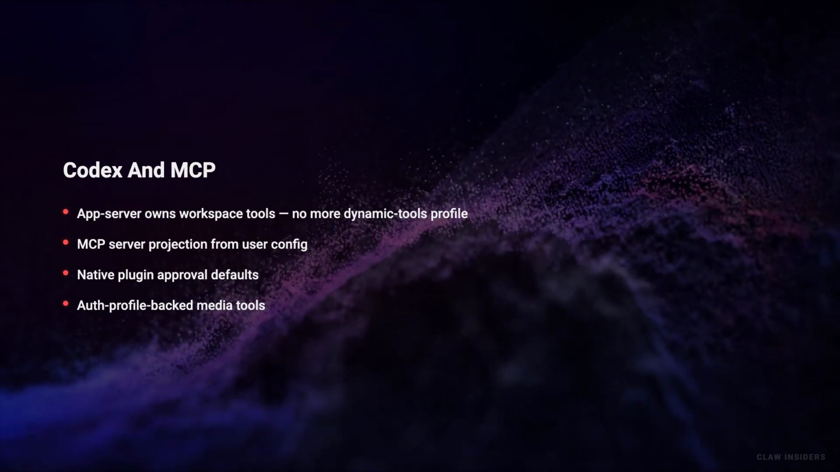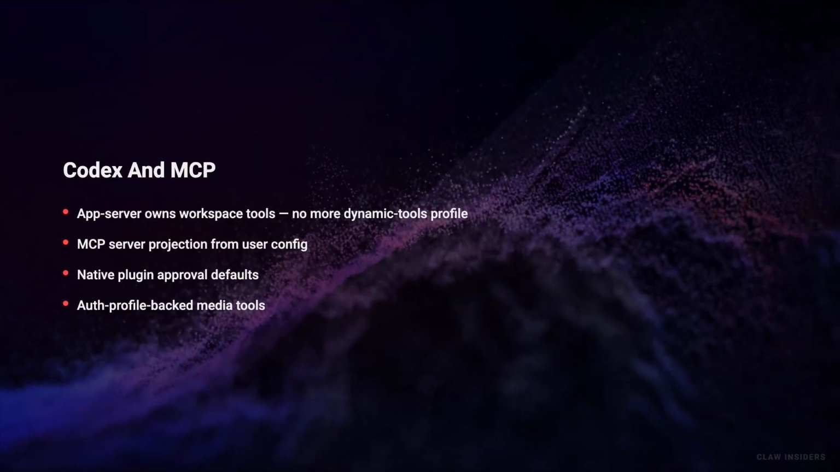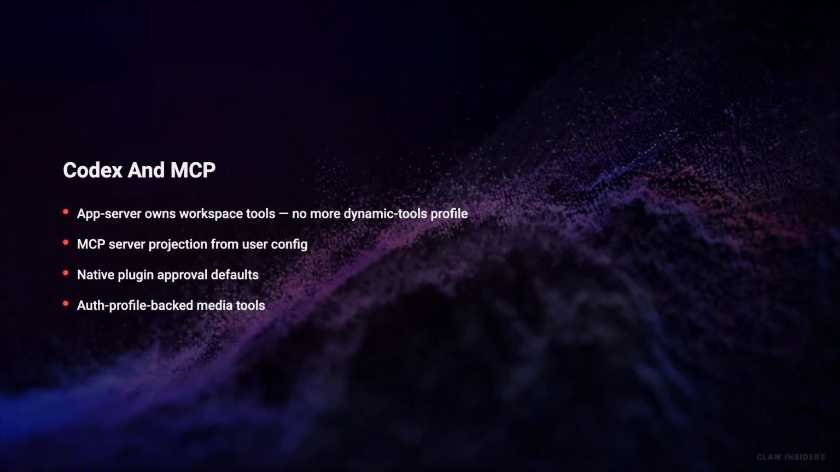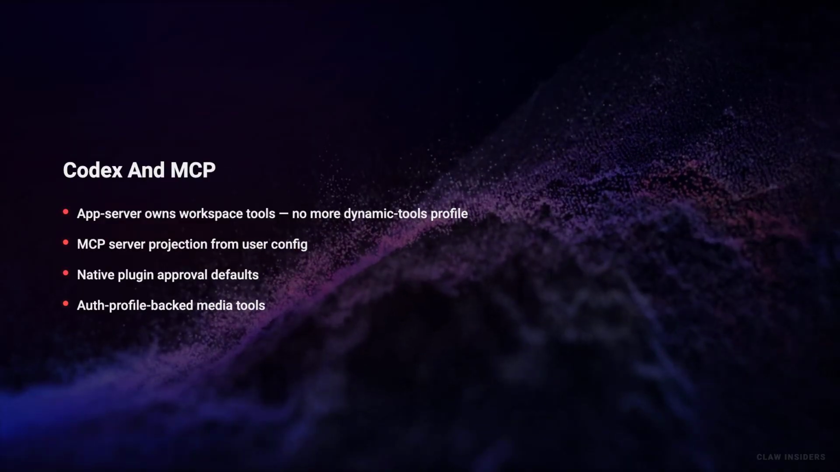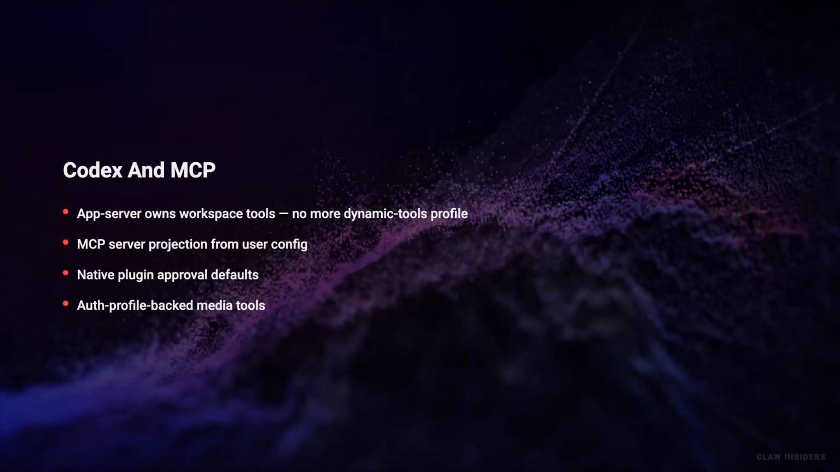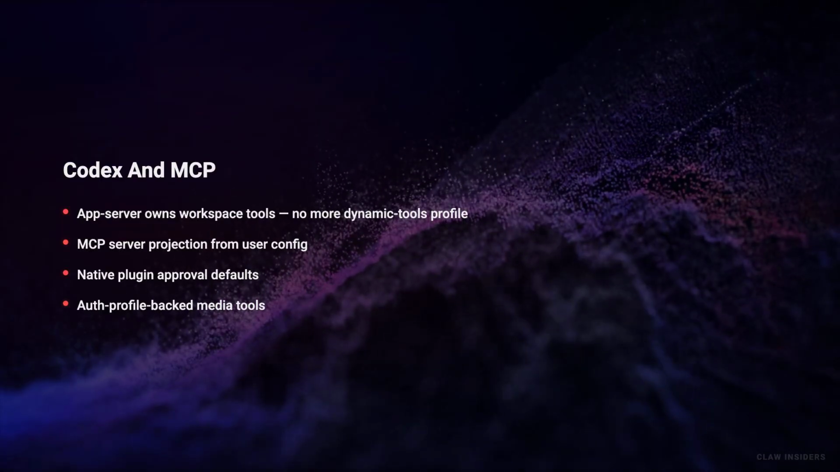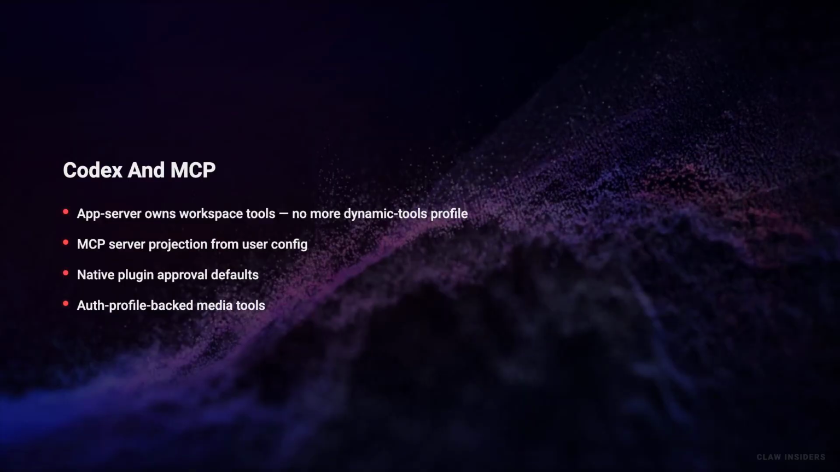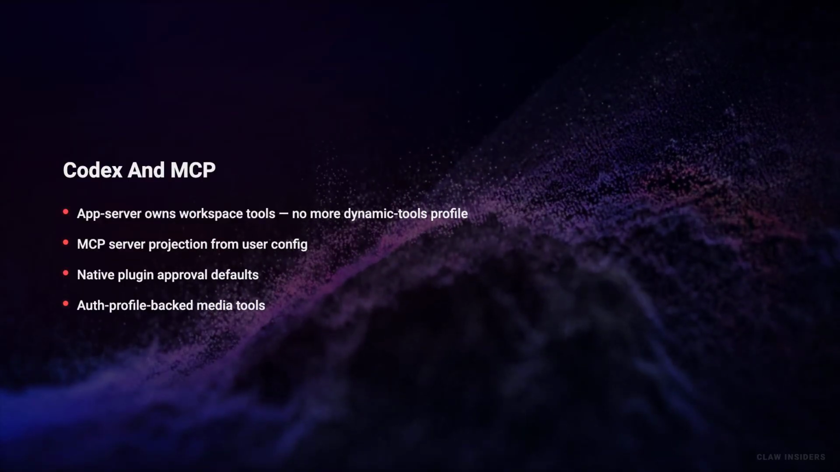Auth profile-backed media tools mean codecs can use the same auth profile your other channels use for image and video handling. Context engine threads now rotate on incompatibility rather than silently failing, which is the right behavior. An obvious failure is always better than a quiet one. The Codex app server itself is also being treated as a proper subsystem with its own lifecycle, not a leaky abstraction over the user's environment, and that posture is what makes the rest of the changes tractable.